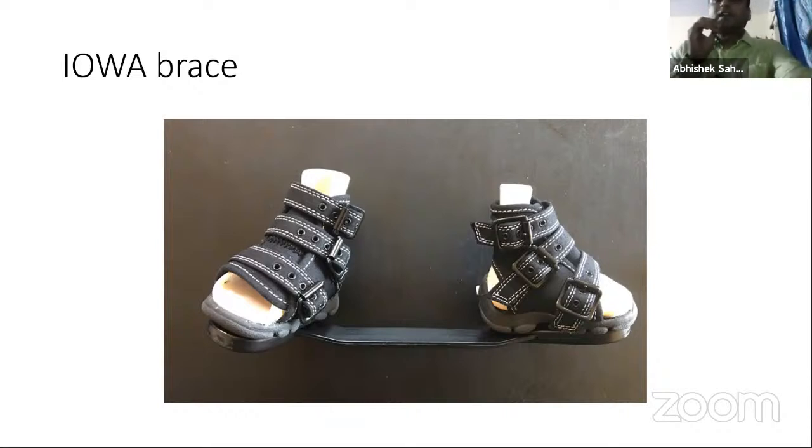Steenbeck brace, but here normally the corrected foot is kept at almost 60 degrees, whereas the neutral or the normal foot is kept at 30 degrees. That is the only difference from the normal DB splint as well as the Steenbeck that we use.